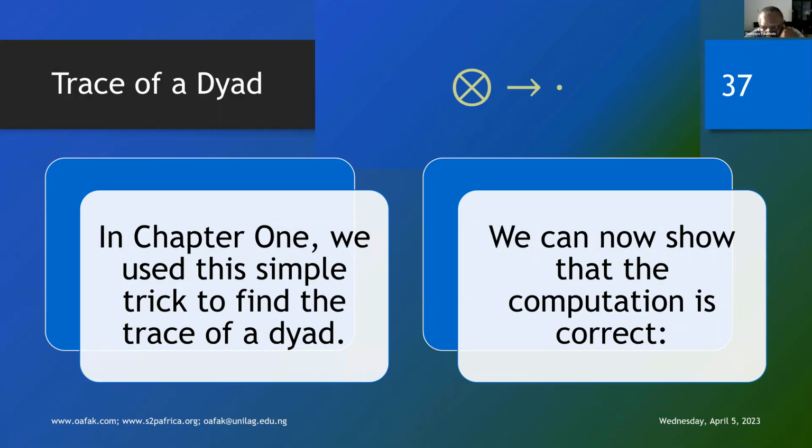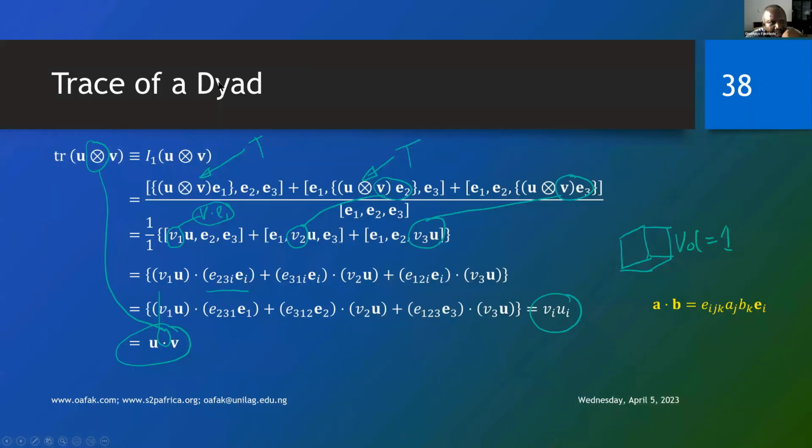We can show that this computation is correct. We can prove it, and we are going to do that in the next page. Let us say you want the trace of U circle times V, which is I1 of U circle times V. That means that instead of T, in all the places where you have put T, you put U circle times V. And then you expand it.